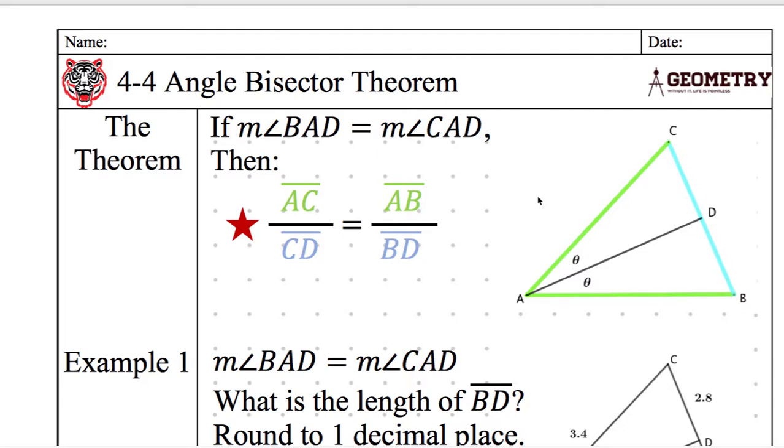All right, we're in geometry. We're on lesson 4-4. Today is Friday. Today's date is the 11th, 1/11. All right, make sure your name and date are on your paper just in case you lose your notes. I'm talking to the boys in this general area over here.